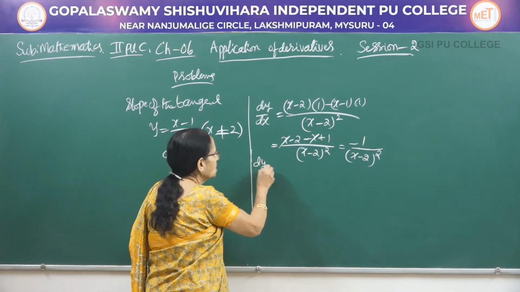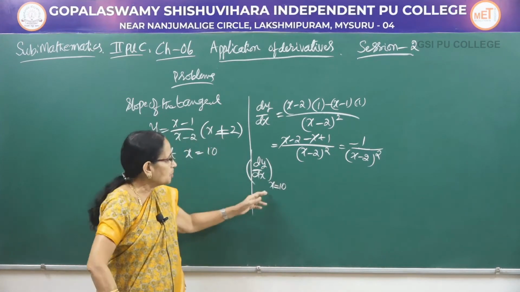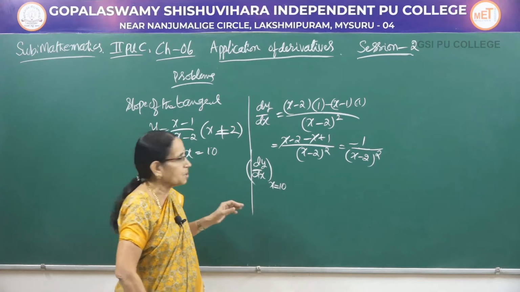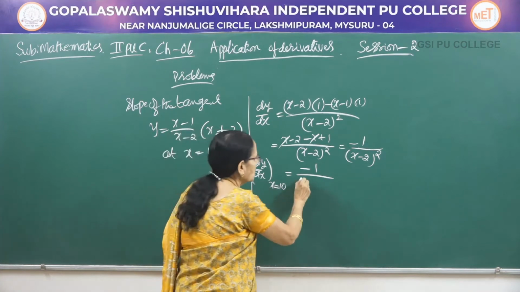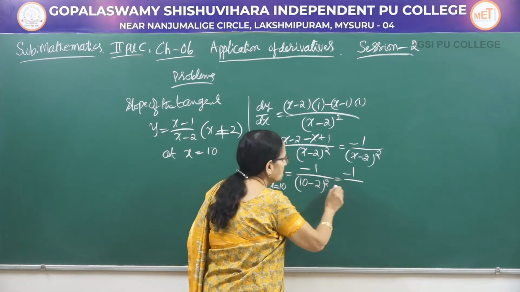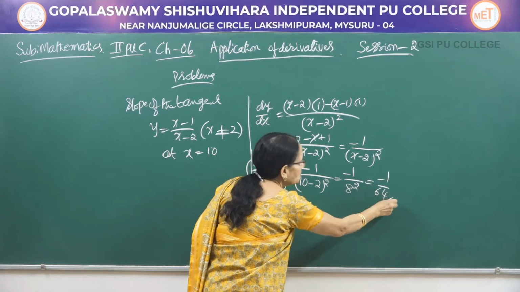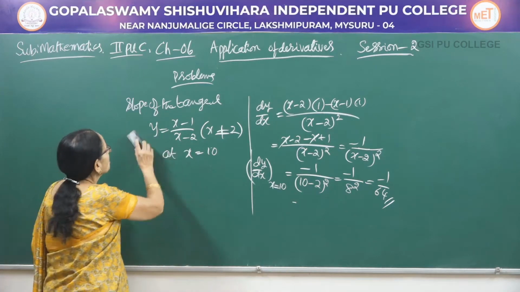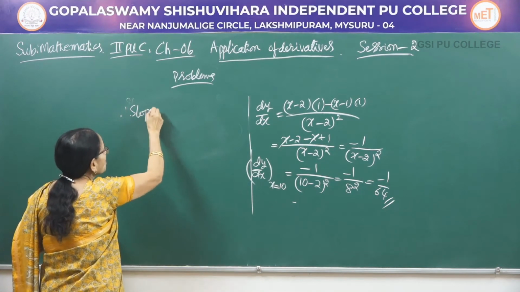How do you write this? Write dy by dx at x is equal to 10. Suppose a point is given, then you have to write the coordinates of the point, say 3, 1, 4, 7, like that. So this would be equal to minus 1, and wherever x is there, write the value 10, minus 2 the whole square. What is 10 minus 2? It is 8 square, hence it is equal to minus 1 by 64. Now I have asked you to find the slope of the tangent. So how do you write the answer here? The answer should be written as: therefore, the slope of the tangent.